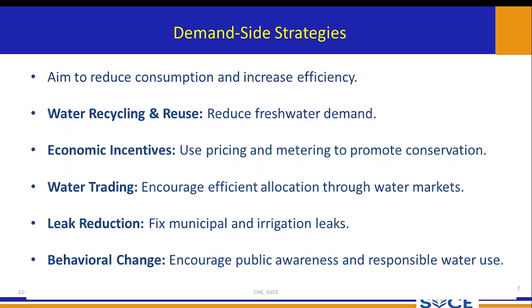For example, the pipe is on and they don't close it. Nowadays, in the metro, at the airport or even the bus stand, you will find sensors to control the water, because people open the tap and do not close it. So the behavioral change is supposed to be that water should not be spoiled. If there is a leak, or the tap is open unnecessarily and water is flowing, we need to stop it. This behavioral change is supposed to occur. Encourage public awareness and responsible water use. So this is a demand side strategy.